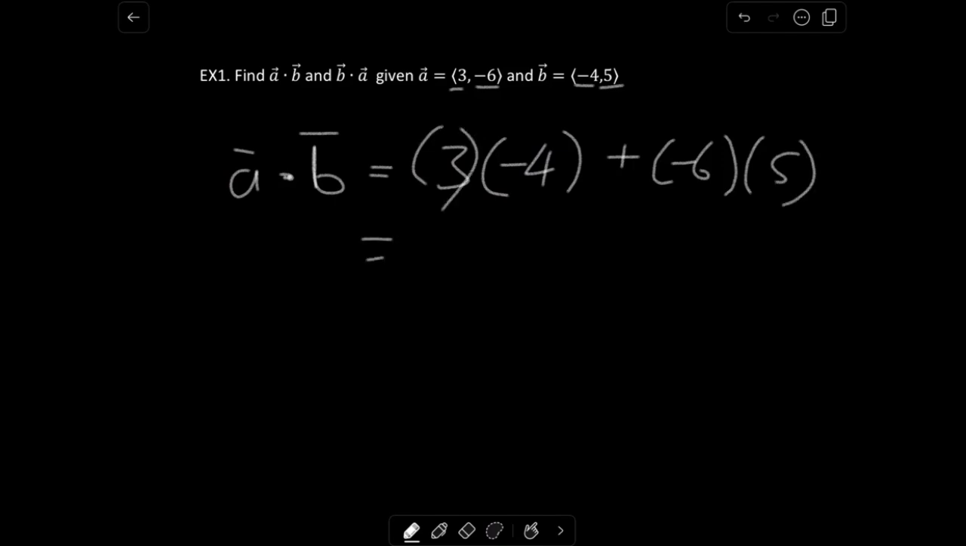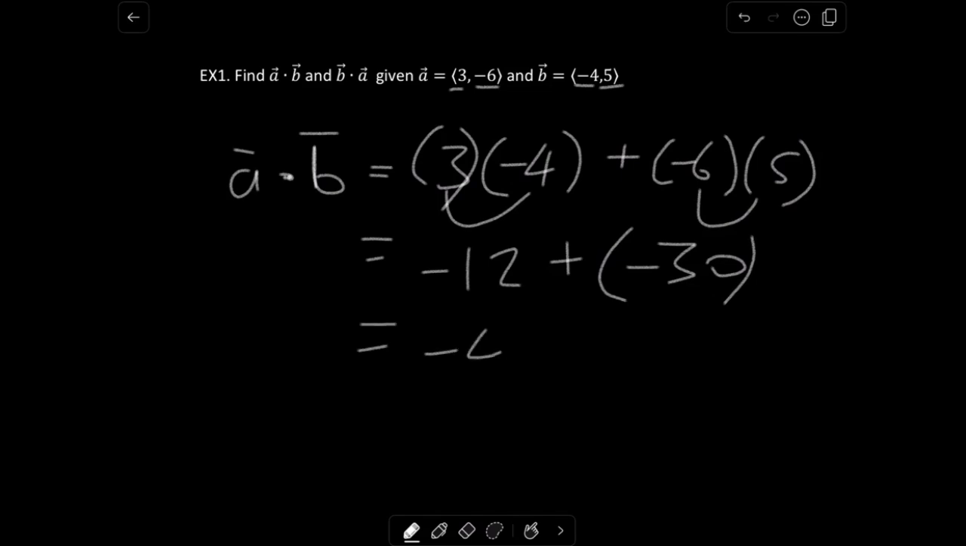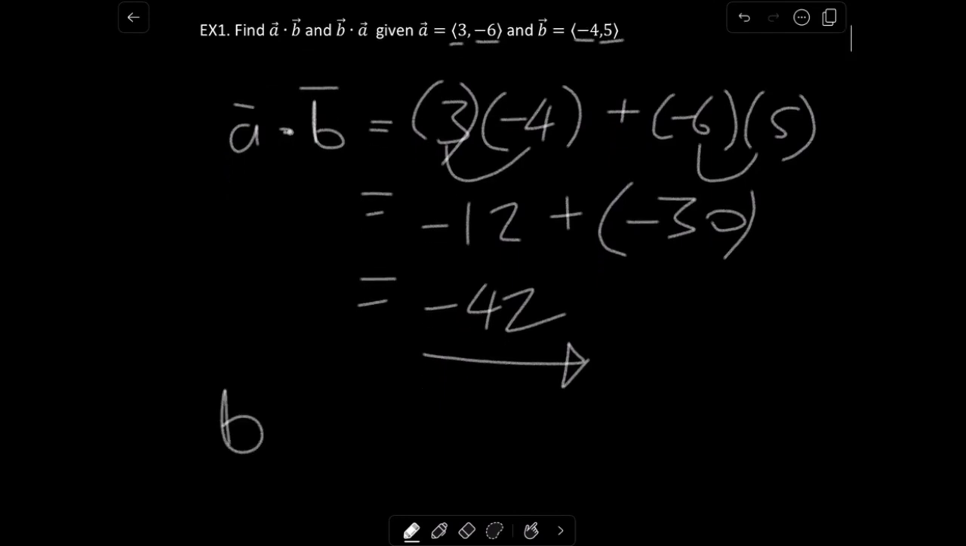Okay, there we go. So it's 3 times -4, that's -12, plus -6 times 5, which is -30, and your answer is -42. It's that simple. There's nothing complicated about calculating that dot product. And let's think about what happens when we take vector B dot product A. What do you think is going to happen, or what would the answer be without doing the calculation?